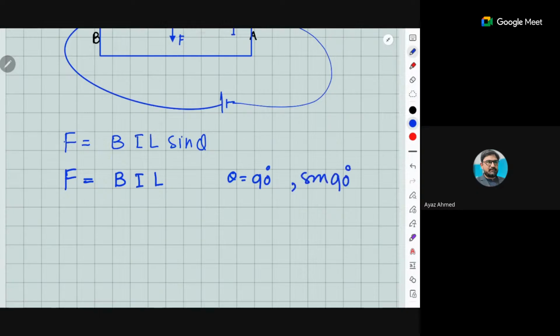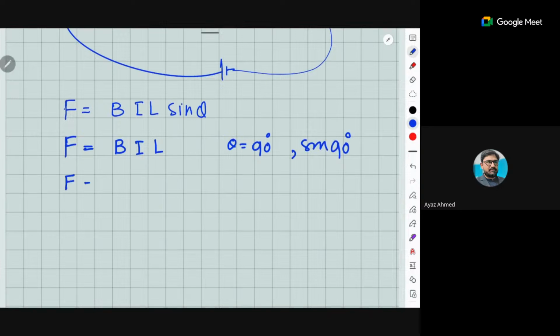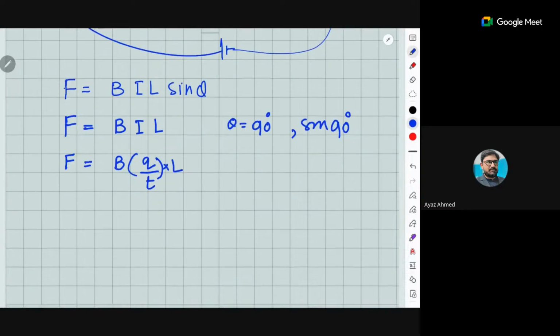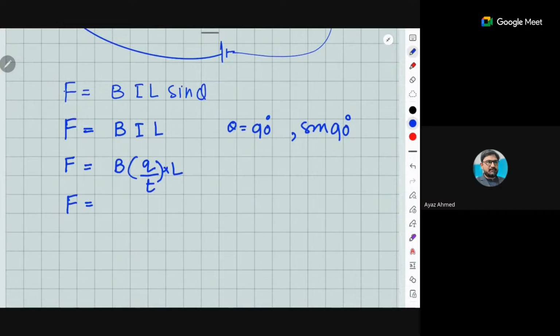Now one more step ahead, if I replace the current in terms of charge, I will say that this force is equal to B into Q divided by T into L, right? And this force is equal to B into Q into L divided by T. So the distance traveled per unit time is what? That is your velocity. Do you agree?